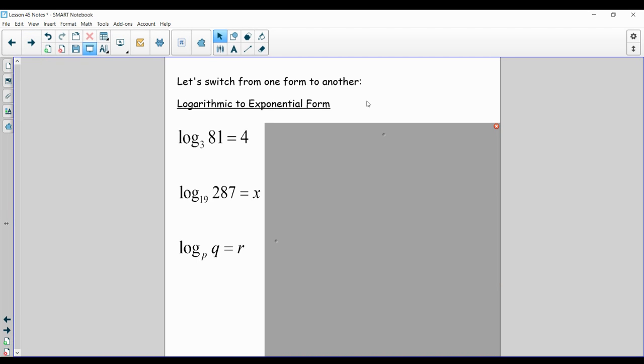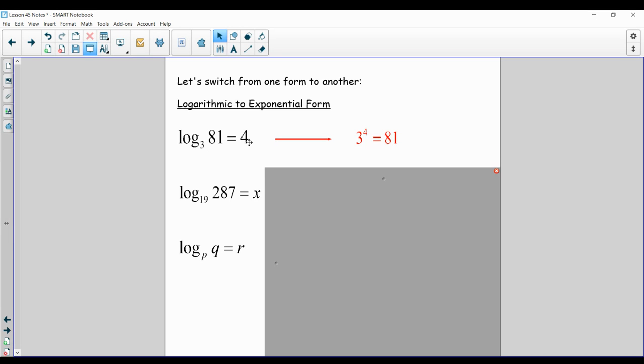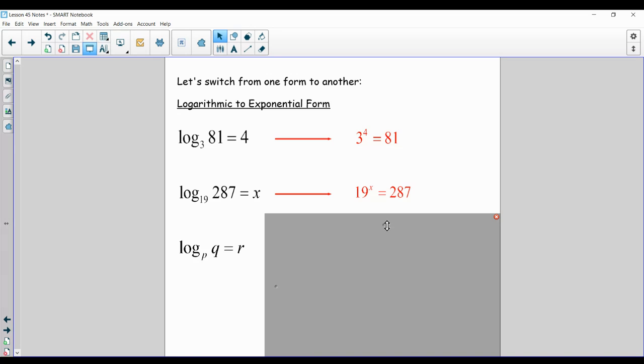All right, opposite direction now. So when I want to change that to exponential form, 3 to the fourth is equal to 81. Okay, the base raised to the exponent is equal to the expression. So 19 to the x equals 287. So maybe think about this last one. Pause for a second if you want to see if you can come up with it in your head. But this one would be p to the r equals q.